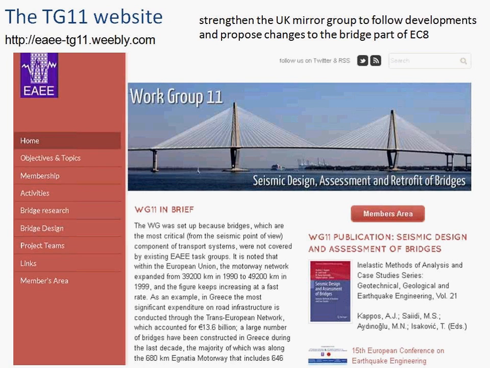And a lot of information about nonlinear analysis of bridges is in this book, The Seismic Design and Assessment of Bridges, and you can also visit this webpage, the page of Working Group 11, which is supposed to provide essential knowledge on Eurocode 8 Part 2. Members of this group, Working Group 11, including myself, have joined the UK Mirror Group to follow developments and to propose changes to the bridge part of Eurocode 8.